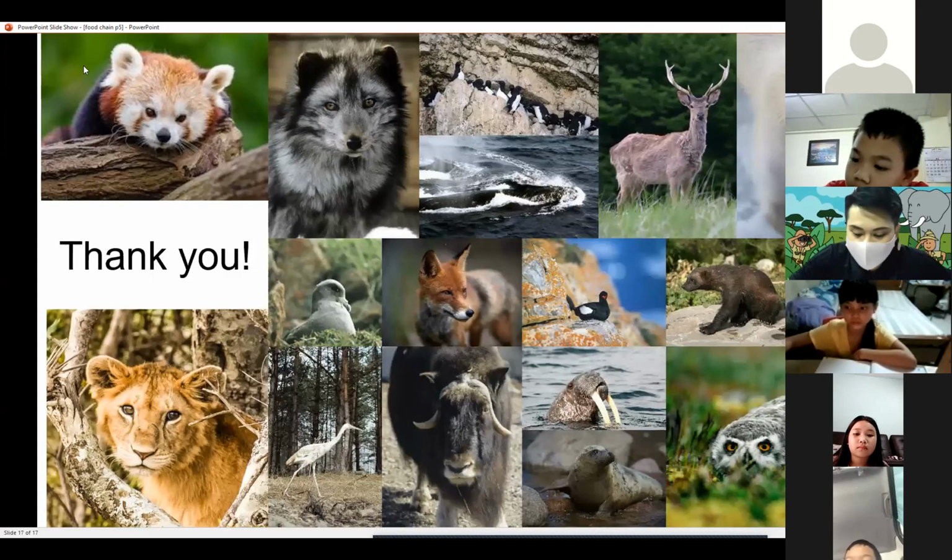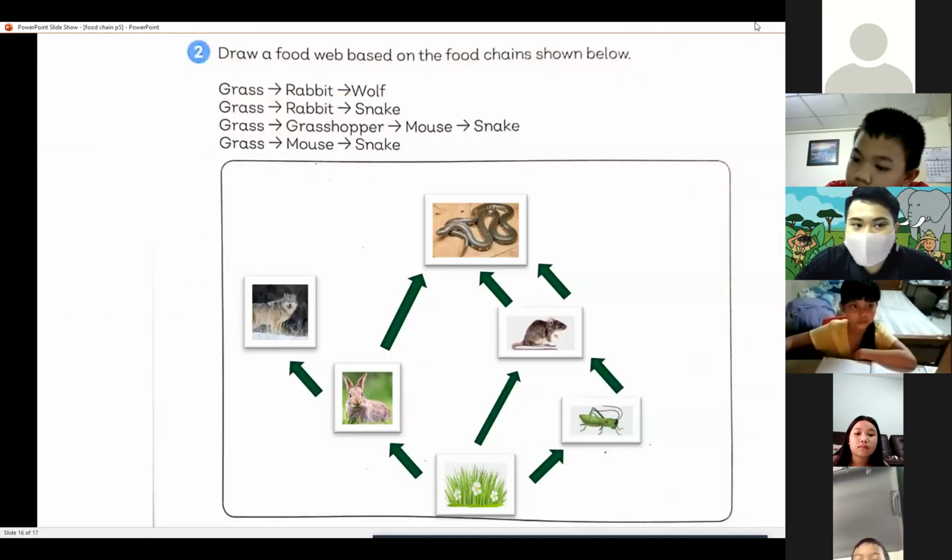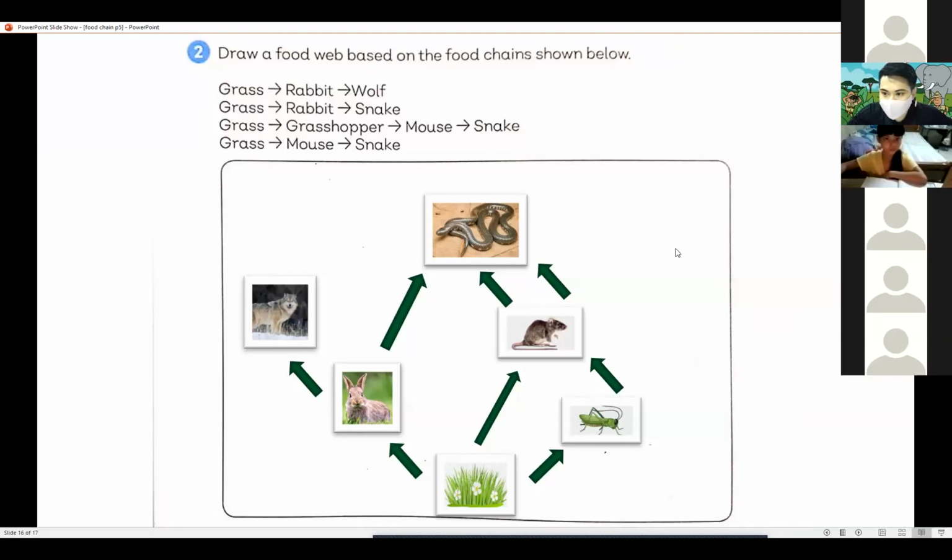You have to draw the same like this one. Draw the grass. Draw the rabbit. Draw the wolf. Draw the snake. Draw the mouse. Draw the grasshopper. And then you put the arrows. Easy? Easy, teacher. Okay, very good.